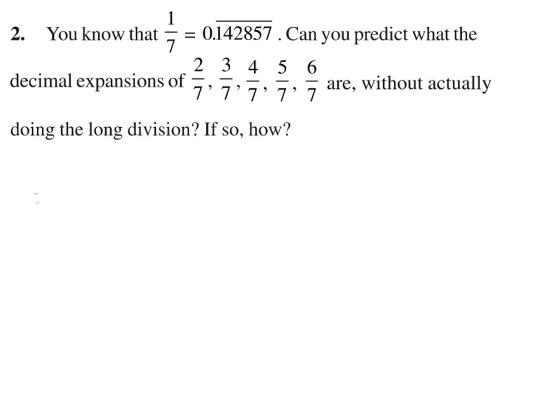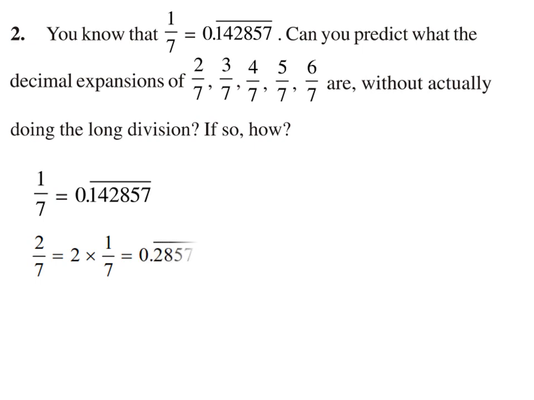So for the solution, I have 1 by 7 equals to 0.142857 bar. So if we have to find 2 by 7, it can be written as 2 into 1 by 7. So I just multiply the number by 2, so I will get 0.285714 bar. I have just multiplied the 1 by 7 value with 2.